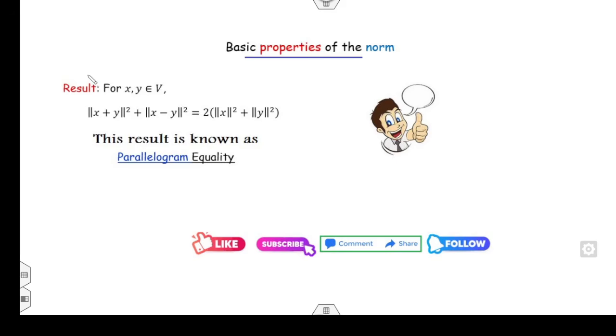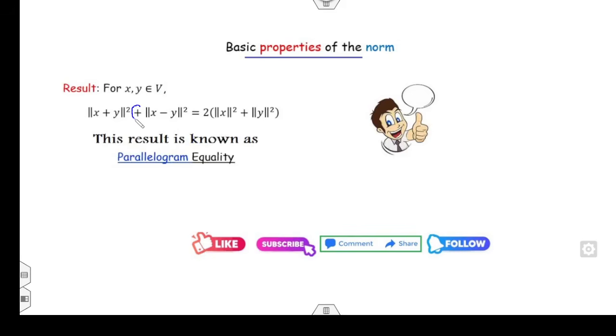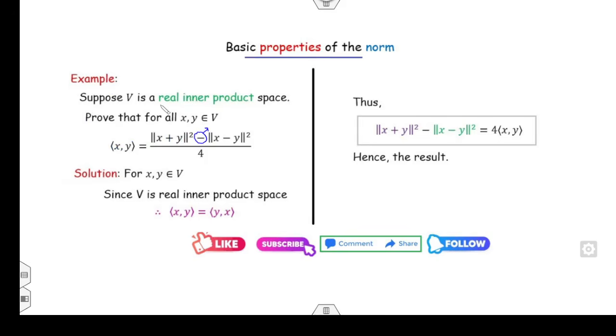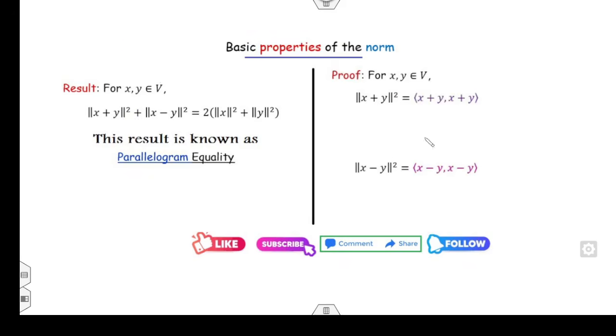Next result is a very famous result, and this is called the parallelogram equality. Make sure, students, in our last result we used a subtraction, while in this case we are using a positive sign. Fine. Again, because in this case V is not a real vector space. So this can be anything, but in the previous one V was given as real. If V may be real or complex, then how can you write xy? It is the complex conjugate of y and x. Fine. So I can start from the left hand side. My target is to find the value of norm x plus y whole square. Again, I can open this.